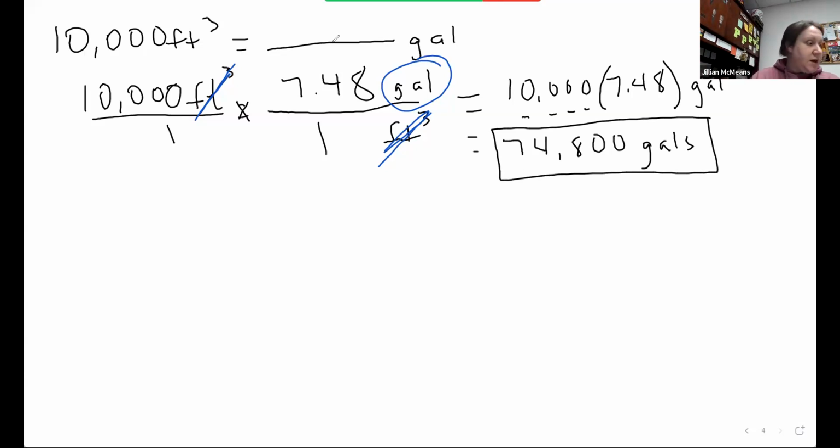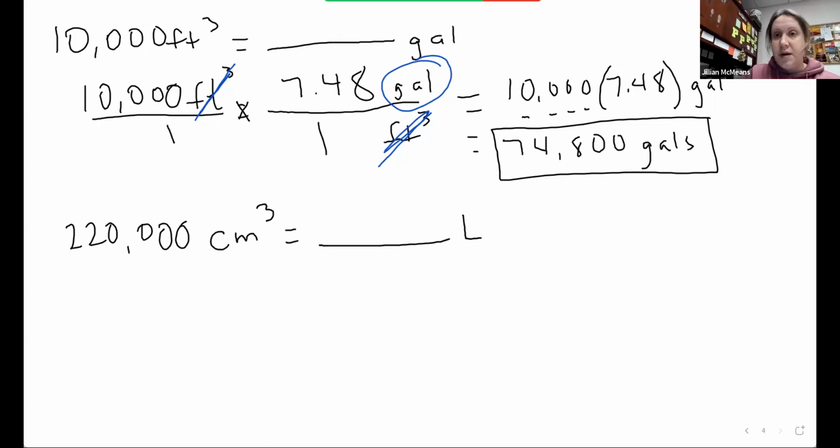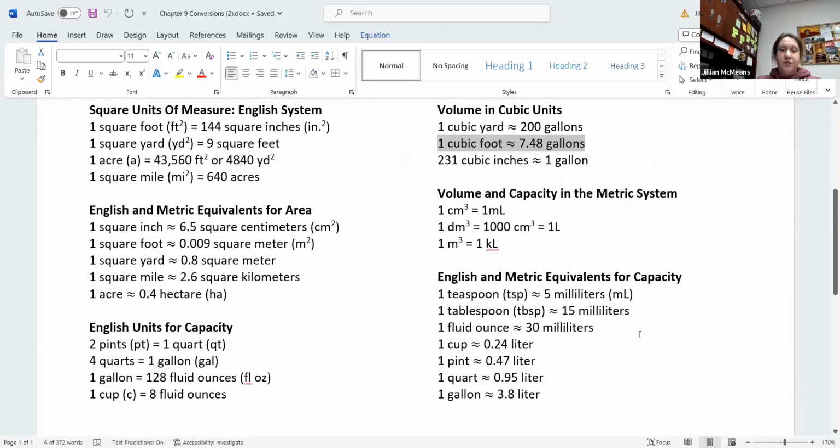Okay, let's try another one. This time, let's say we have a fish pond and it holds 220,000 cubic centimeters. And we want to figure out how many liters of water are in this particular fish pond. So let's mosey on over to our formula sheet. All right, so we're looking for cubic centimeters to liters, okay? So we're going to go volume and capacity in the metric system and look right here.